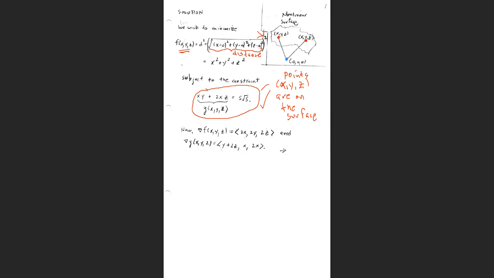So of course, what we have to do is set up our Lagrangian equations. The gradient of f is just the vector with components 2x, 2y, and 2z. And for the constraint, g of x, y, z equals 5 root 5. The gradient of g has components y plus 2z, x, and 2x.